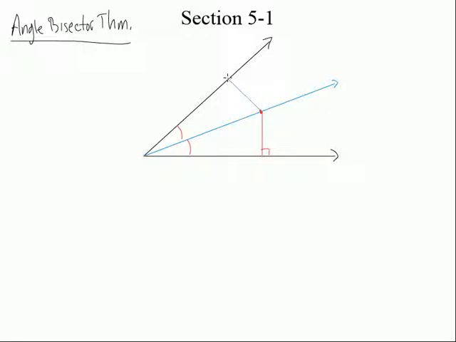Perpendicular. Not to the middle. Perpendicular. Okay? Because you don't have a middle anyway, because it's a ray. You don't have the middle of a ray. But it is perpendicular to that side of the angle. All right? And what do we say?